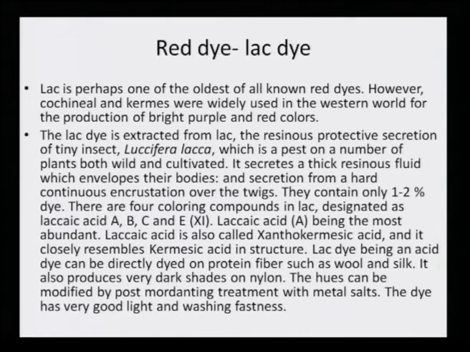There are 4 coloring components in lac, designated as lactic acid A, B, C and E, lactic acid A being the most abundant. Lactic acid A is called xanthokermesic acid, and it closely resembles kermesic acid in structure. Lac dye, being an acid dye, can be directly dyed on protein fibers such as wool and silk. It also produces very dark shades on nylon. The hues can be modified by post-treatment with metal salts. The dye has very good light and washing fastness.